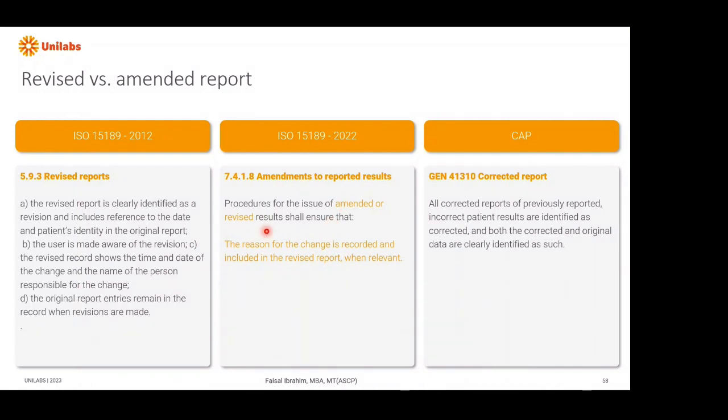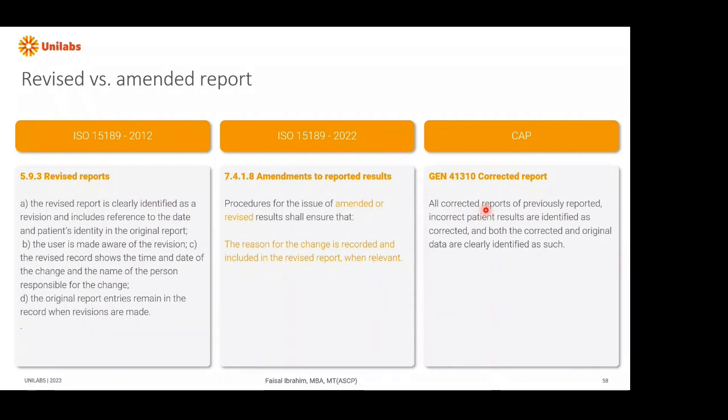I think we all know the word amended. We use it a lot in the anatomic pathology department. The word revised, of course, we can use in the clinical pathology department. But I just want to highlight to you the College of American Pathologists, GEN checklist 41310, they use the term corrected report. So I think there's a misalignment here in terms of the terminology, because the ISO uses revised and the CAP uses corrected. So in our policy, we need to put both, I think, to make both of them happy. So we'll use corrected, slash, revised report.